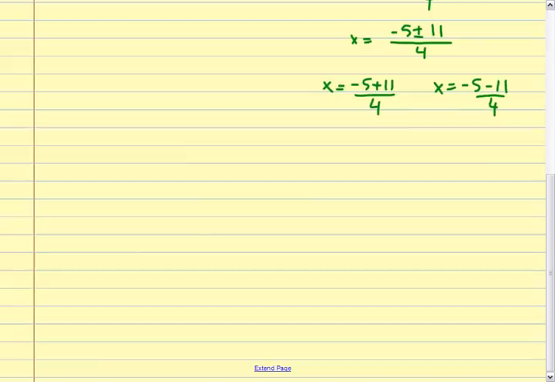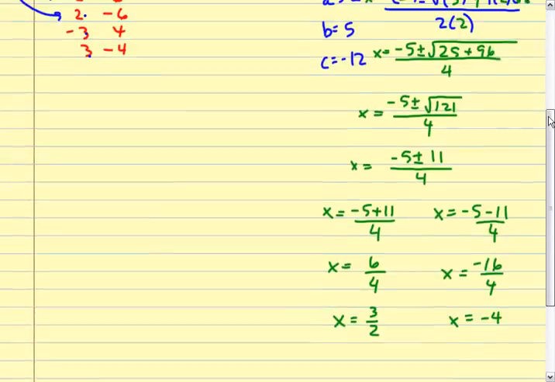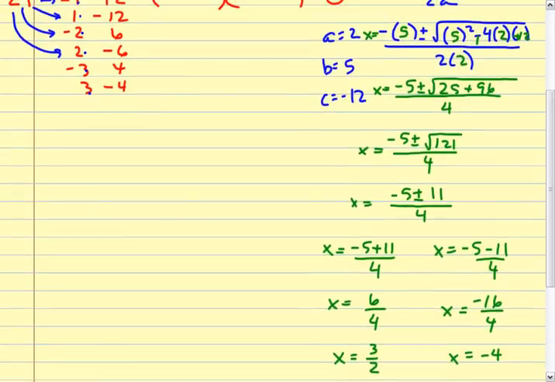Okay? Now, that means that x is going to equal negative 5 plus 11 is 6 over 4, and that reduces to 3 over 2. That's one of them. And then here, x is equal to negative 16 over 4, right? Which means that x is equal to negative 4. So, my solution, x equals 3 over 2, comma, negative 4. But you know what? Whenever we have more than one solution, we write them in increasing order from least to greatest. So negative 4, comma, 3 over 2.